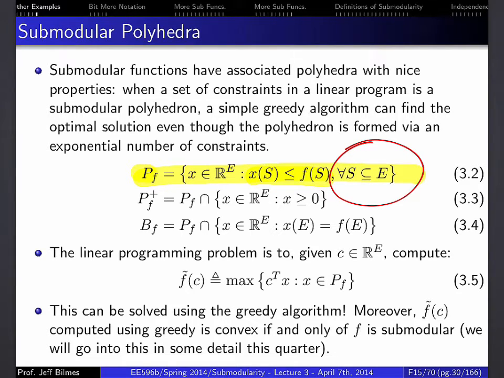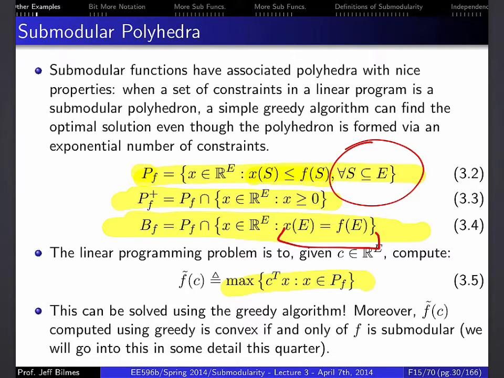So that basically means that there's an exponential number of constraints in the submodular polytope, right? And we can also define the non-negative orthant version of that polytope, and also one that, for example, intersects a particularly interesting and useful hyperplane, namely the hyperplane x of E is equal to f of E. Now, consider this particular linear programming problem. C is a constant, and you want to maximize over x in that polytope the dot product between c and x.